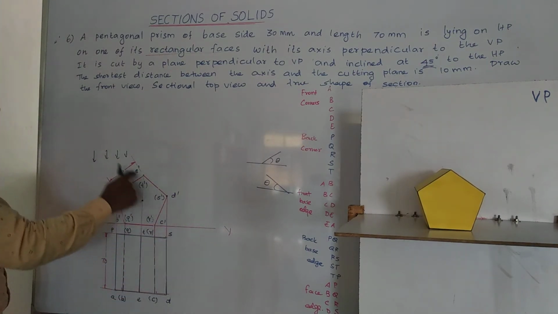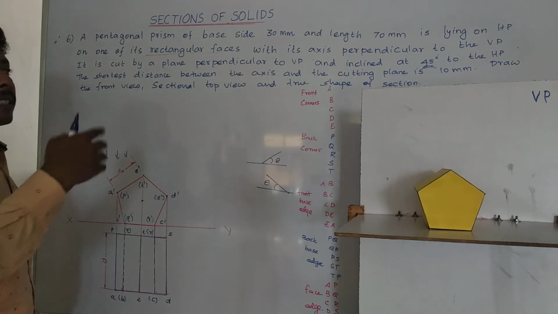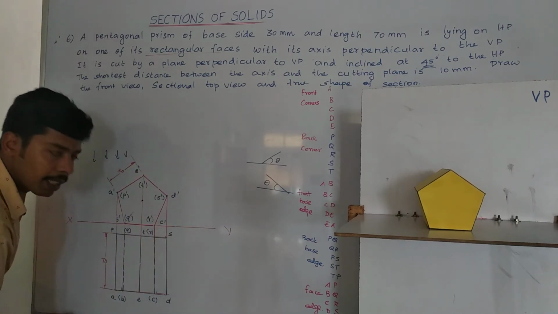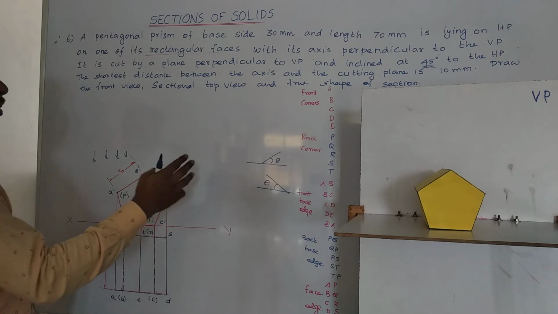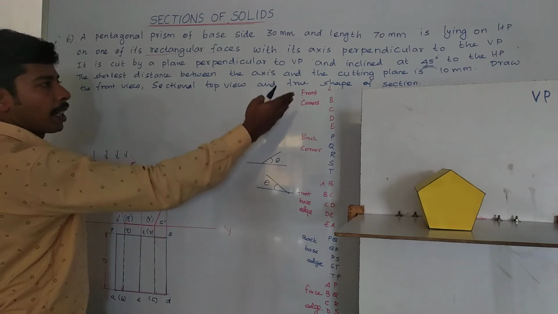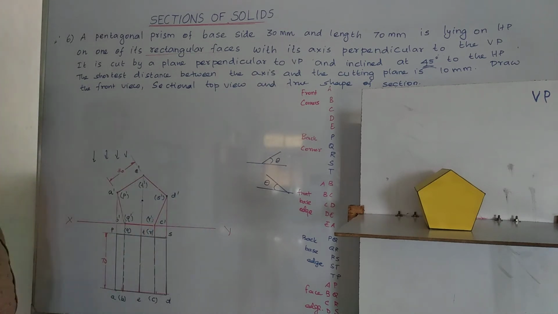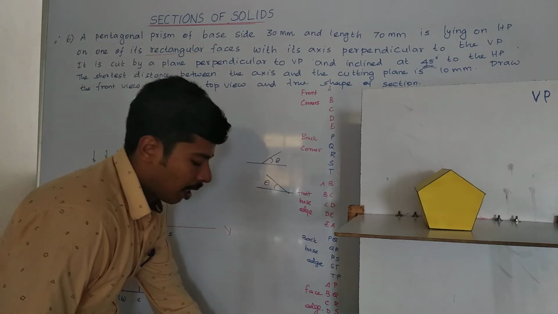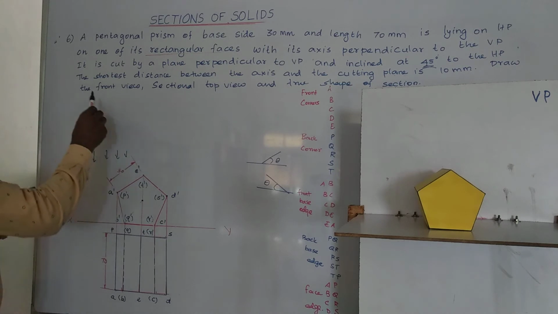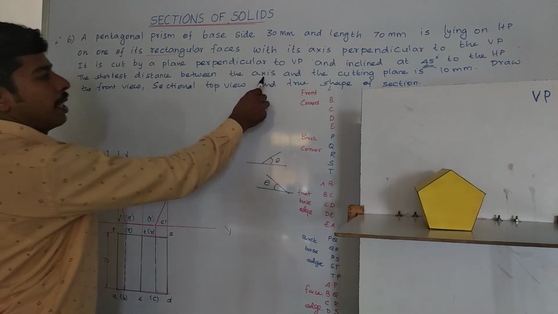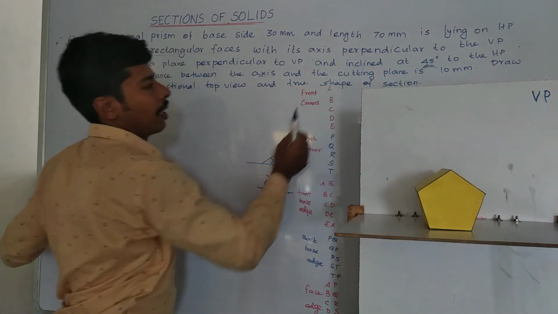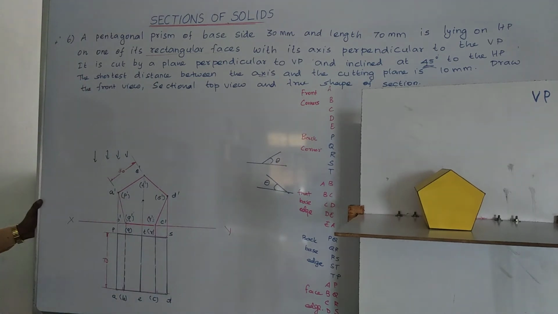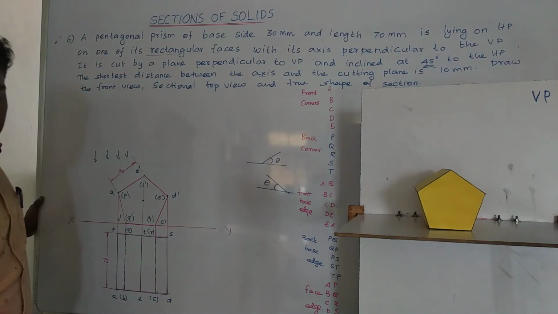So the section line comes here. If it is inclined to the VP, the section line comes here. But in the problem, the section line is above the HP. It is here, theta. So how to draw this? Also it is given that the shortest distance between the axis and the cutting plane is 10 millimeter.